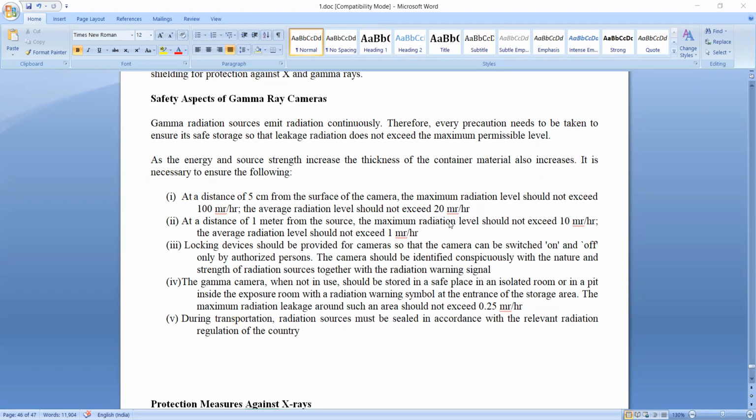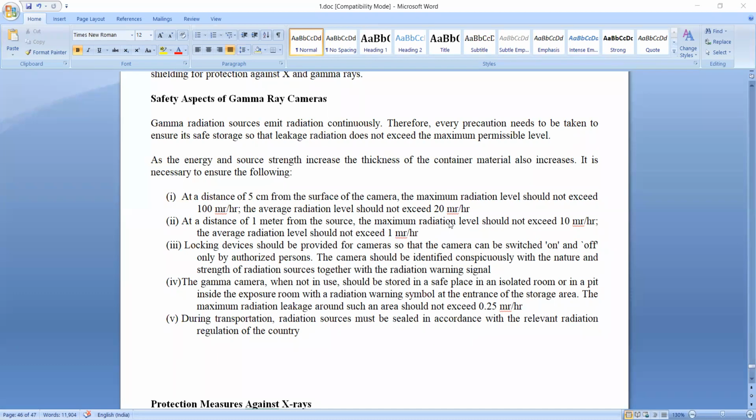And the second one, after 5 centimeters, now 1 meter from the source camera. What is the limit? It should not exceed 10 mR per hour, and average 1 mR per hour. In the previous case it was 5 centimeters around the camera, now 1 meter around the camera. These are the limits for the gamma ray radiation.